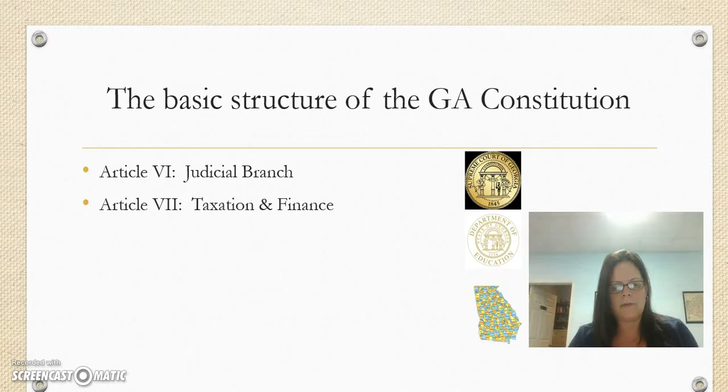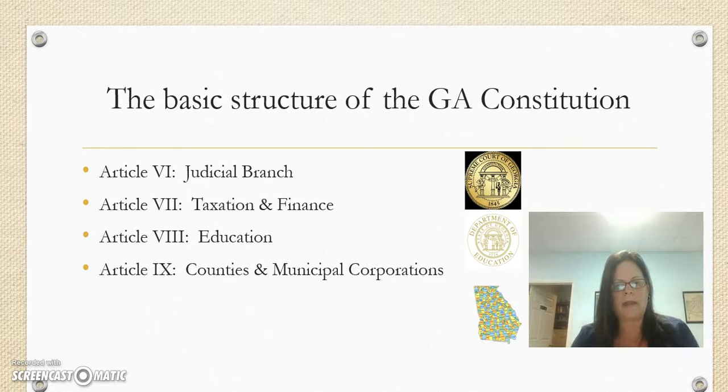Article 7, taxation and finance, authorizes power to tax and purposes and methods of taxation. So what kind of taxes will be imposed on people within our state. Article 8 is education. This establishes the public education system, which is supported by taxes, and the Board of Education to oversee it. Article 9, counties and municipal corporations. This describes the powers and structure of county governments.